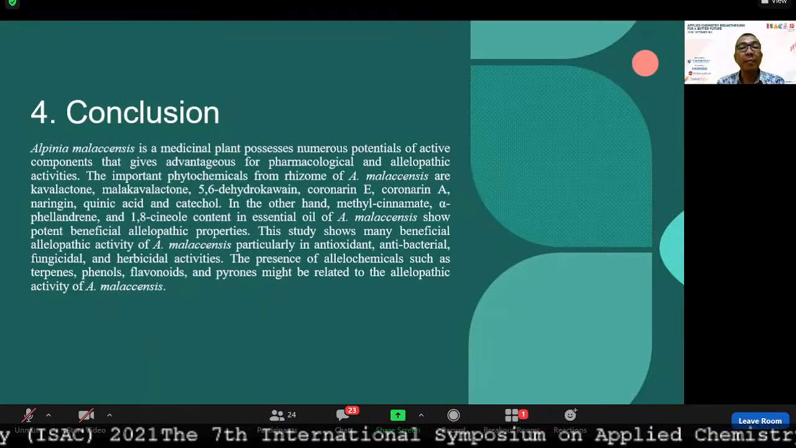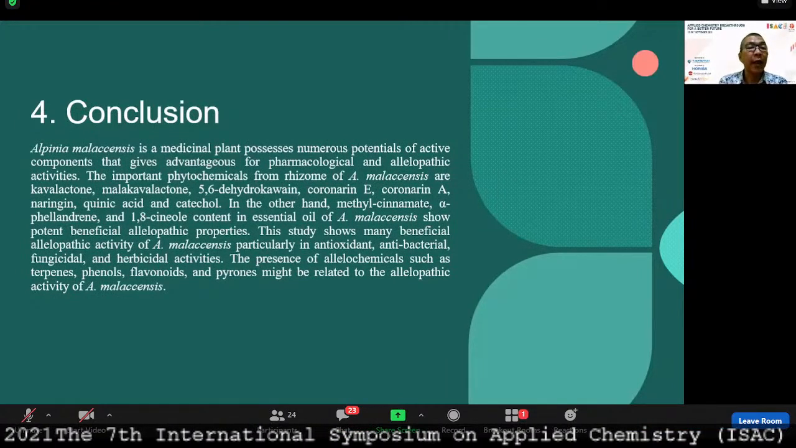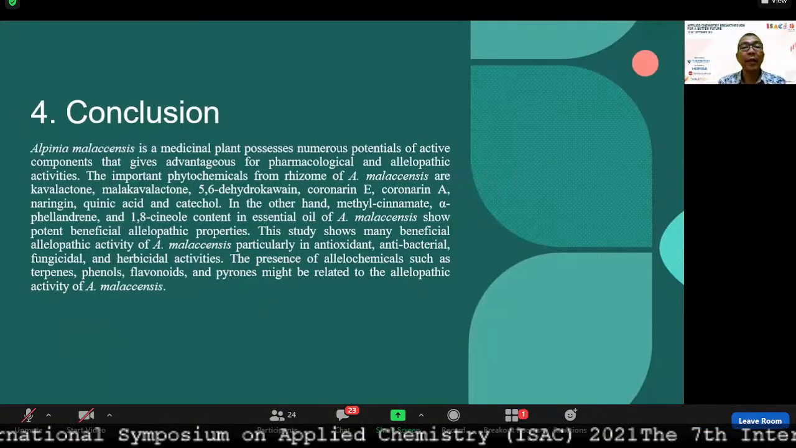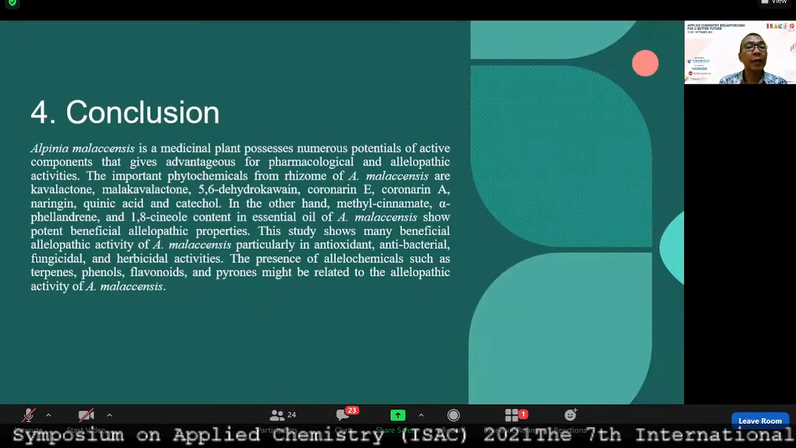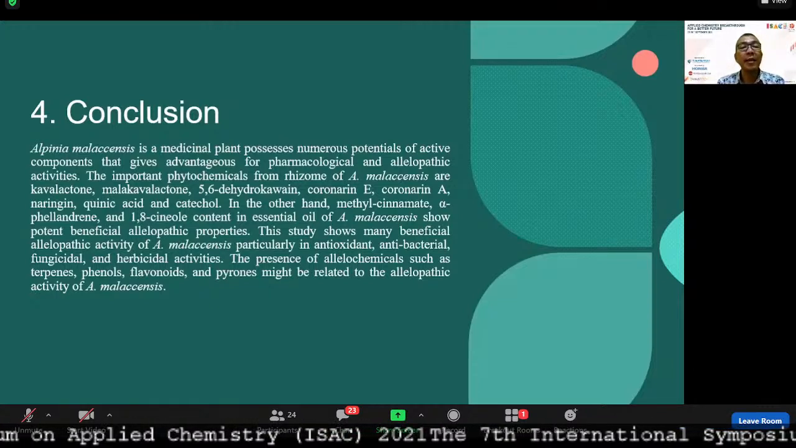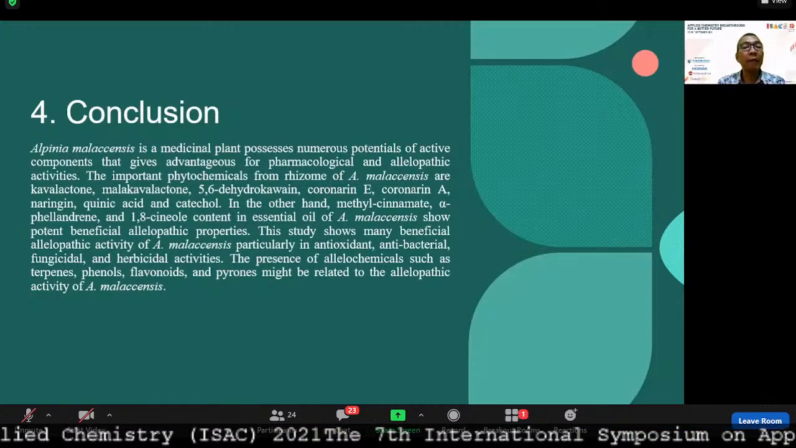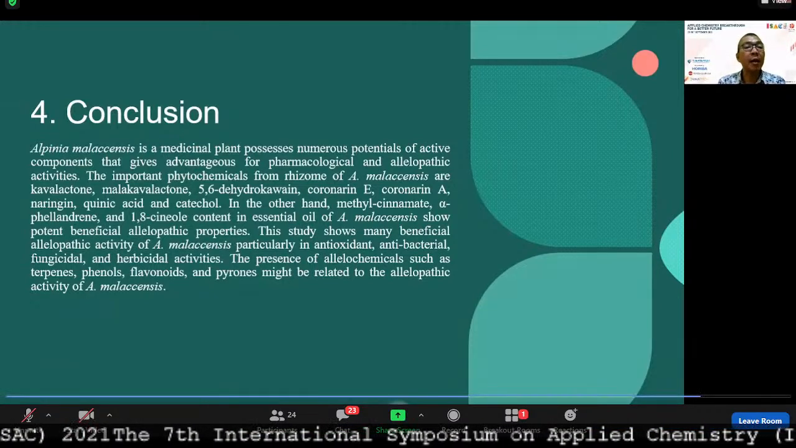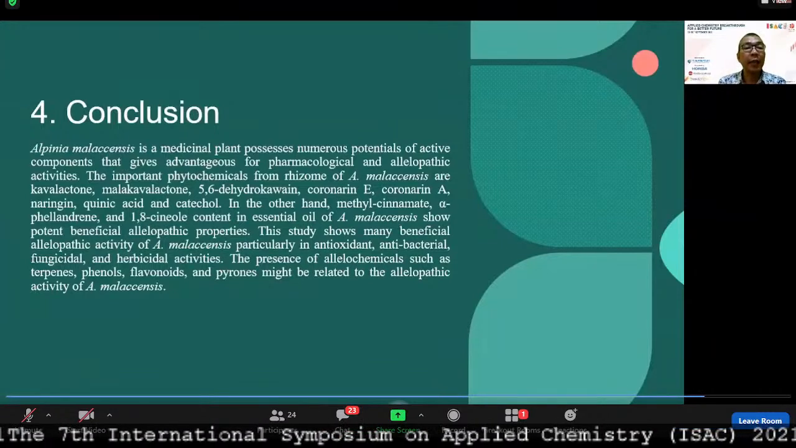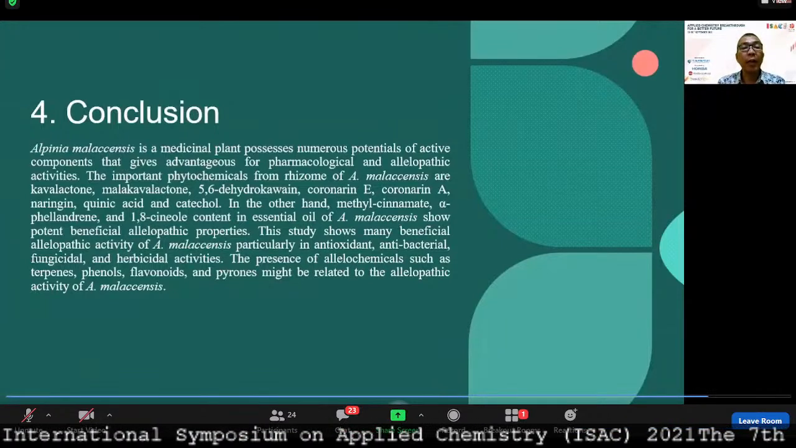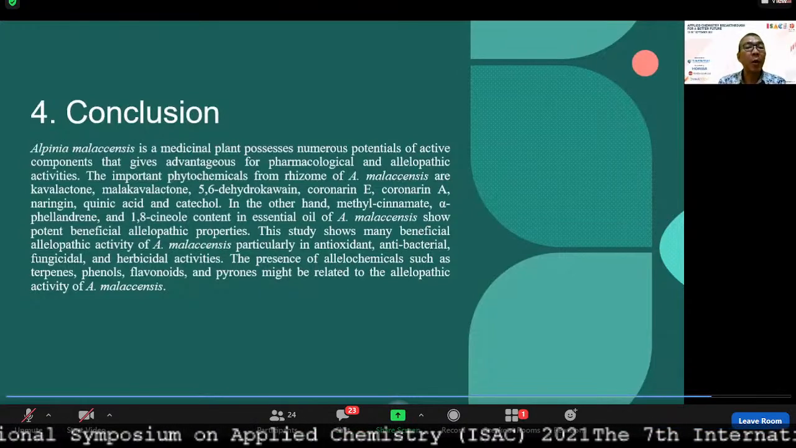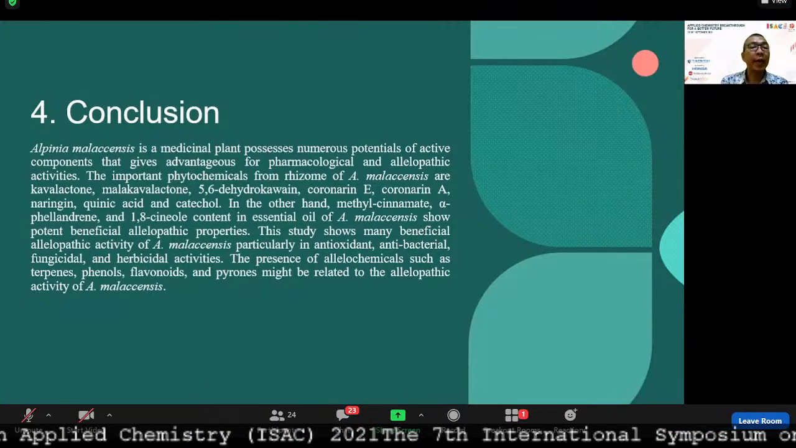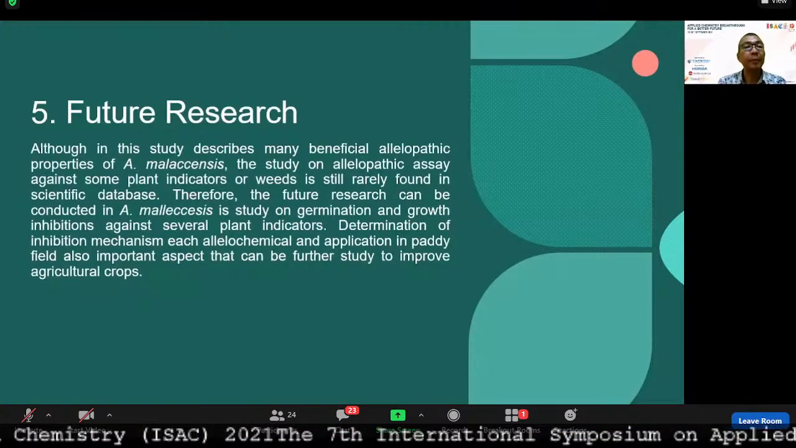On the other hand, methylcinnamate, alpha-phellandrene, and 1-acetyl content in essential oil of A. malaccensis show potent beneficial allelopathic properties. The study shows many beneficial allelopathic activities of A. malaccensis, particularly in antioxidant, antibacterial, fungicidal, and herbicidal activities. The presence of allelochemicals such as terpenes, phenols, flavonoids, and pyrones might be related to the allelopathic activity of A. malaccensis.